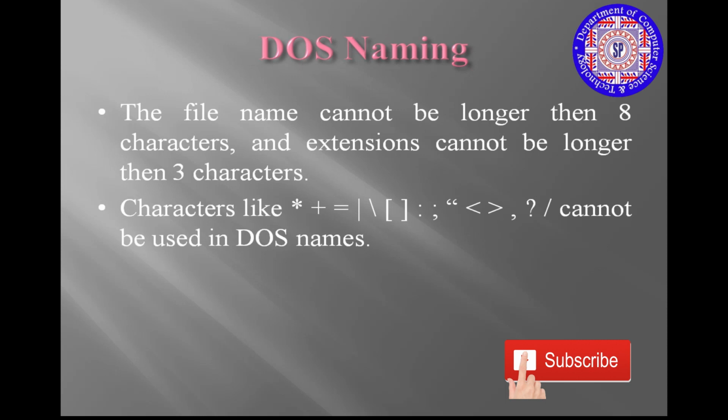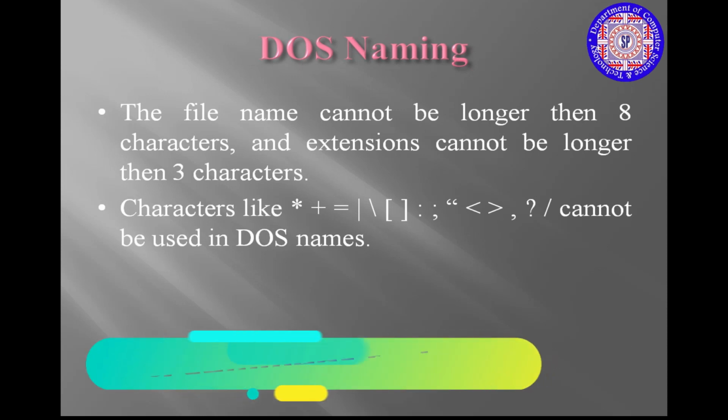Now the second condition is that characters like multiply, plus, equal, vertical bar, backslash, square brackets, colon, semicolon, double quotation, angular brackets, comma, and question mark cannot be used in a DOS name. These are some characters which cannot be used in DOS naming.